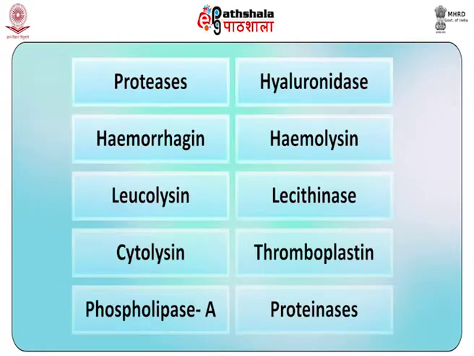The viperine venom is predominantly hemolytic and hemotoxic. It causes lysis of red cells and other tissue cells and coagulation disorders, bringing about coagulation of the blood and clotting of the pulmonary arteries. There will be hemorrhage from the site of bite associated with necrosis of the renal tubules, convulsions from intracerebral hemorrhage. It consists of proteases, hyaluronidase, hemolysin, leucolysin, lecithinase, cytolysin, thromboplastin, phospholipase A and proteinases.